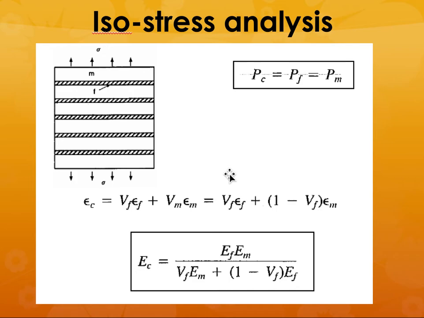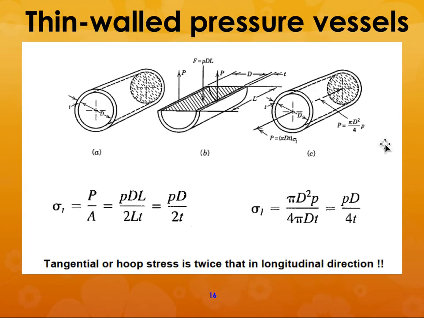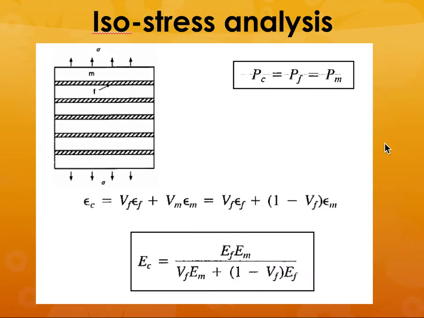In the isostrain case, the strains were equal in all three constituent materials. But in this case, you are considering that the load is the same. And what you will see is that the isostress gives you the lower bound of the properties that you will get in the case of a composite, whereas the isostrain would give you the upper bound.